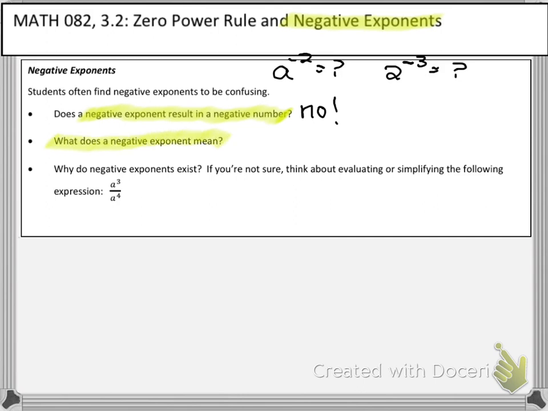So the million-dollar question is, what the heck does a negative exponent mean? I think the best way to understand this is to take an example like this, where we have a to the third power divided by a to the fourth power. Let's take our time and first write this out as products. Hopefully you can see that a bunch of our a's cancel out, but there is one left over.